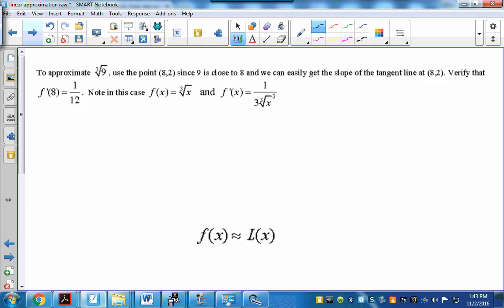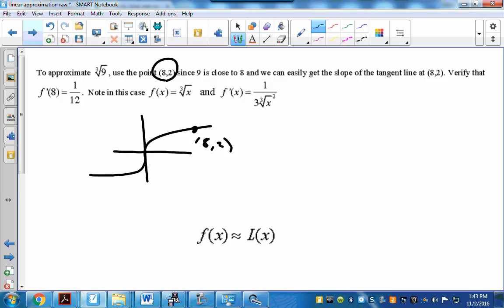Now I need to approximate the cube root of 9. So the first thing you do, I need a point. Here's a point. Here's a root function. It looks like this. And here's a point, which is 8.2. I'm trying to approximate the cube root of 9. 8.2 is on the curve. There's 8. And 9's pretty close to 8.